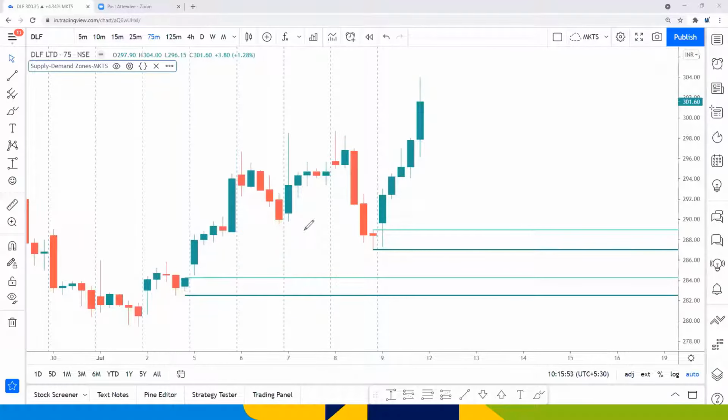Parameshwaran says the zones will display only for a short period in history. I don't find zones displaying more than a week. No, as long as the zone is not violated, Parameshwaran, the zone will be plotted. It has nothing to do with time, as long as the zone is not violated. If it is violated, then you will not see the zone. This time frame is a 75-minute chart.